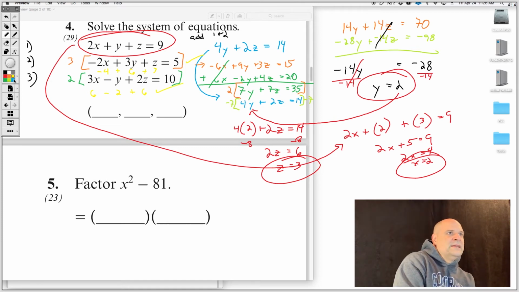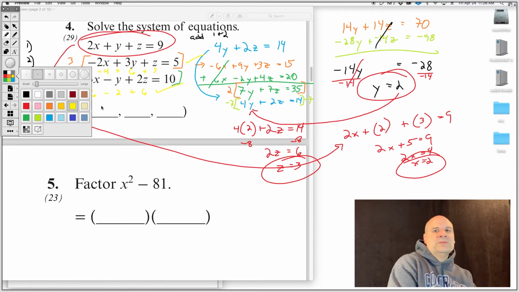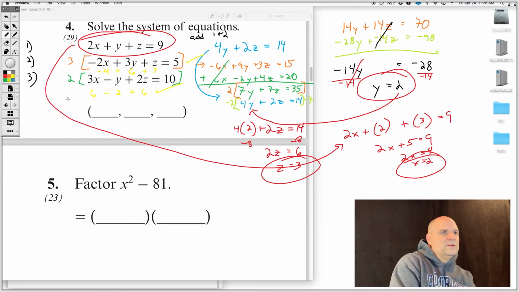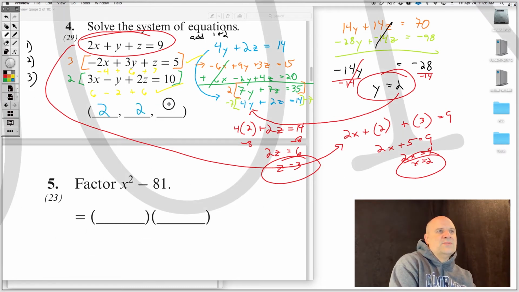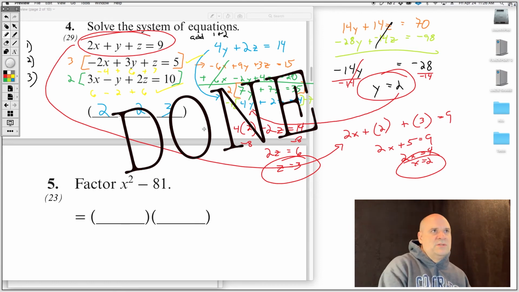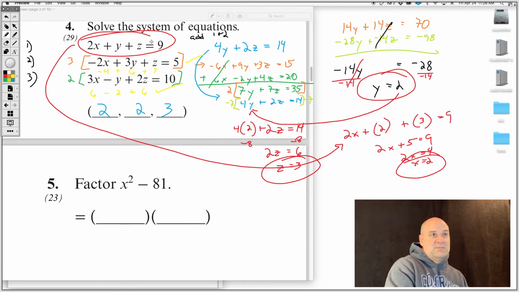So here's our answer. x, put the x first because that's alphabetical, and we like alphabetical. x is 2, y is 2 and z is 3. Now you could have done substitution. You could have used this in substitution here and gotten z by itself, and you could have done some stuff with that. Elimination is not the only solution, so if you want to do substitution, you're welcome to do that.